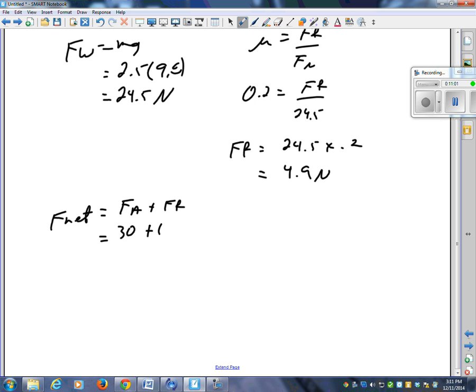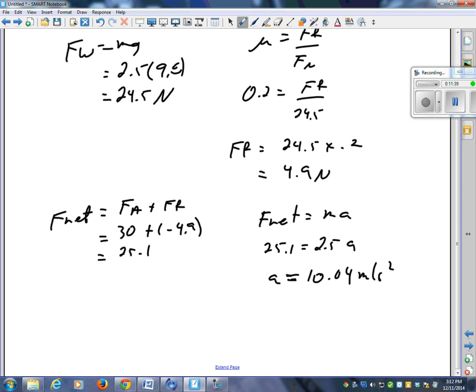30 minus 4.9 is 25.1, right? Yep. F net is equal to ma. Okay, so now F net equals ma. 25.1, the mass is 2.5, giving us an acceleration of basically 10, isn't it? 10.04 meters per second squared.